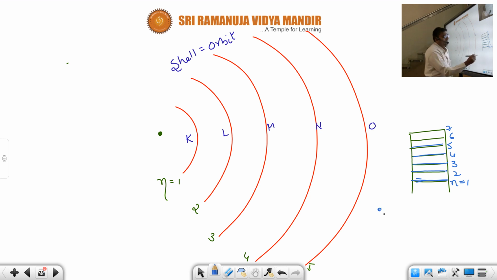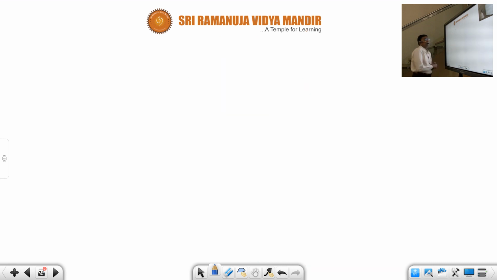Similarly, around the nucleus you have orbits 1st, 2nd, 3rd, 4th. Another notation is K, L, M, N. Anyhow, you can follow as per your books. So K, L, M, N notation. And for the objective or competitive part, you can follow N is equal to 1, 2, 3, 4. Now, try to understand, students.